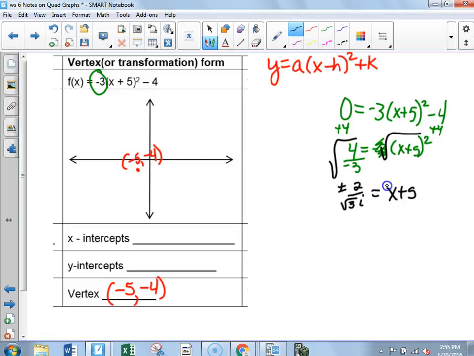So do you understand that solving and getting an imaginary answer means that there are no solutions in the real world to where it's going to cross the x-axis? Okay, so we're going to write none here.